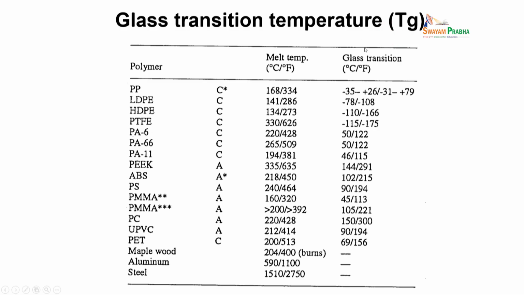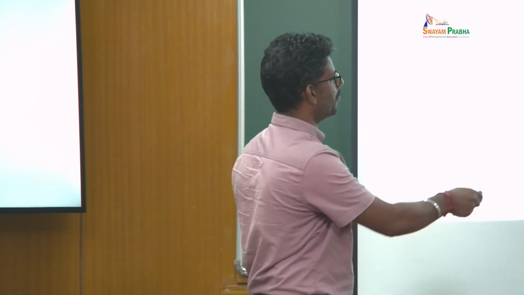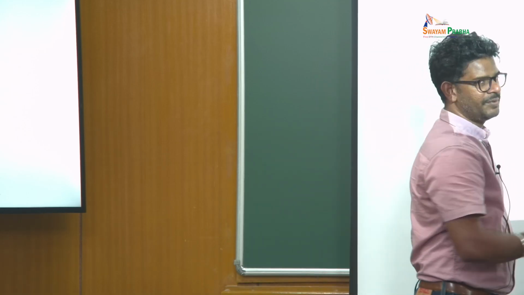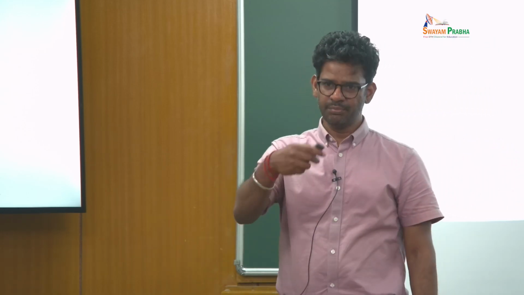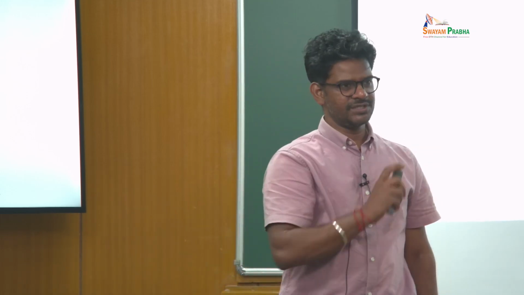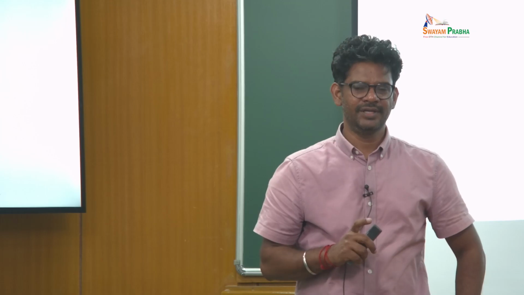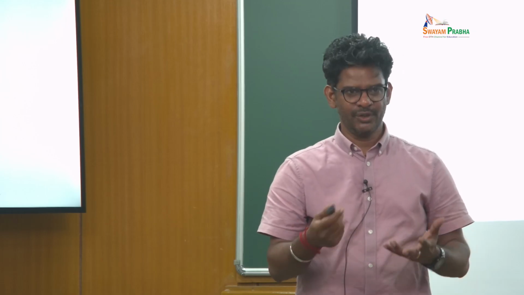If you look at polypropylene and polyethylene, they have negative temperatures. In the centigrade scale, the Tg are negative. That means above minus 35, they will become rubbery. If you take them below minus 35, then they become brittle. This information is very important in the context of how you use them, where you use them.